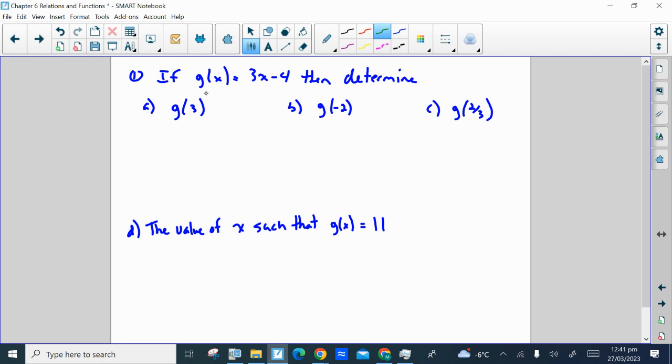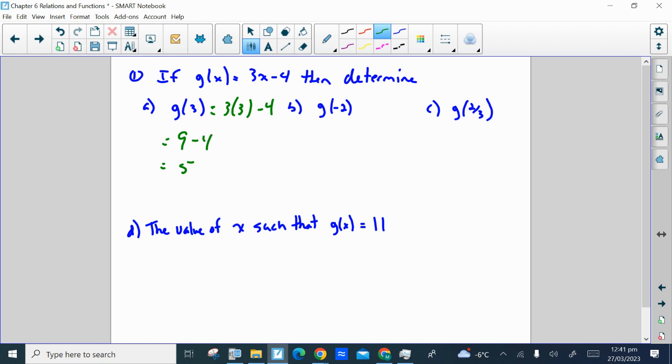So if you compare that to g(x), the difference is instead of having an x in the bracket, you have a 3. The x is replaced with 3. So in the equation, we replace the x with the number 3. And then we work it out by following order of operations, which says we multiply first. 3 times 3 is 9, and then we subtract and get 9 minus 4, which is 5. There's your answer. g(3) is 5.